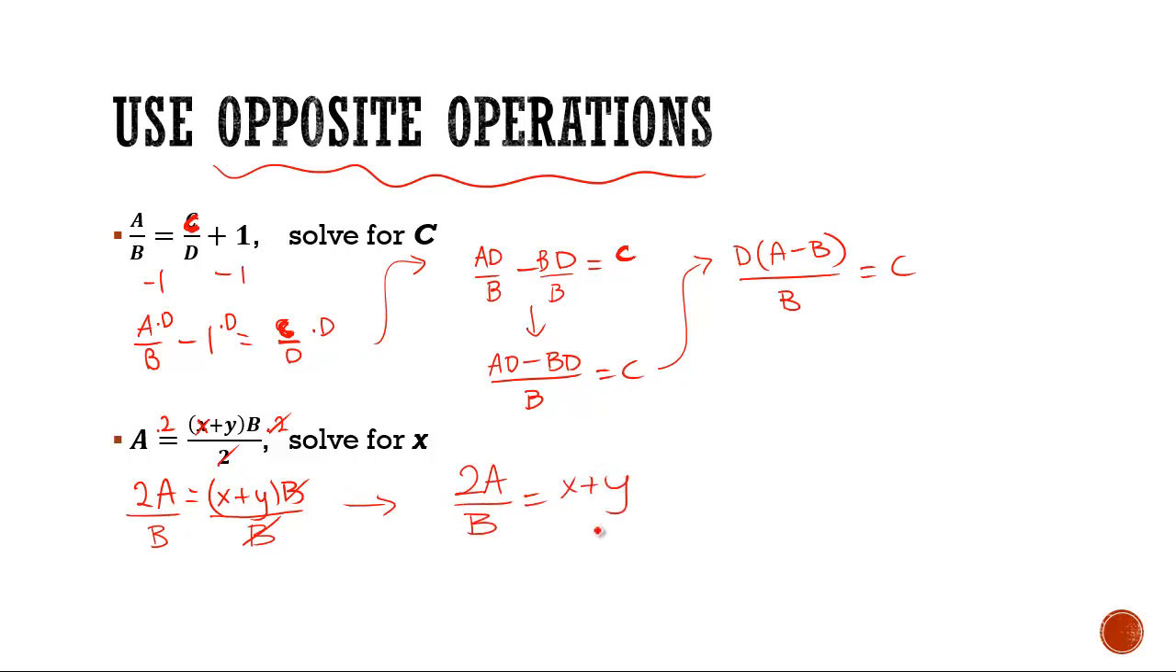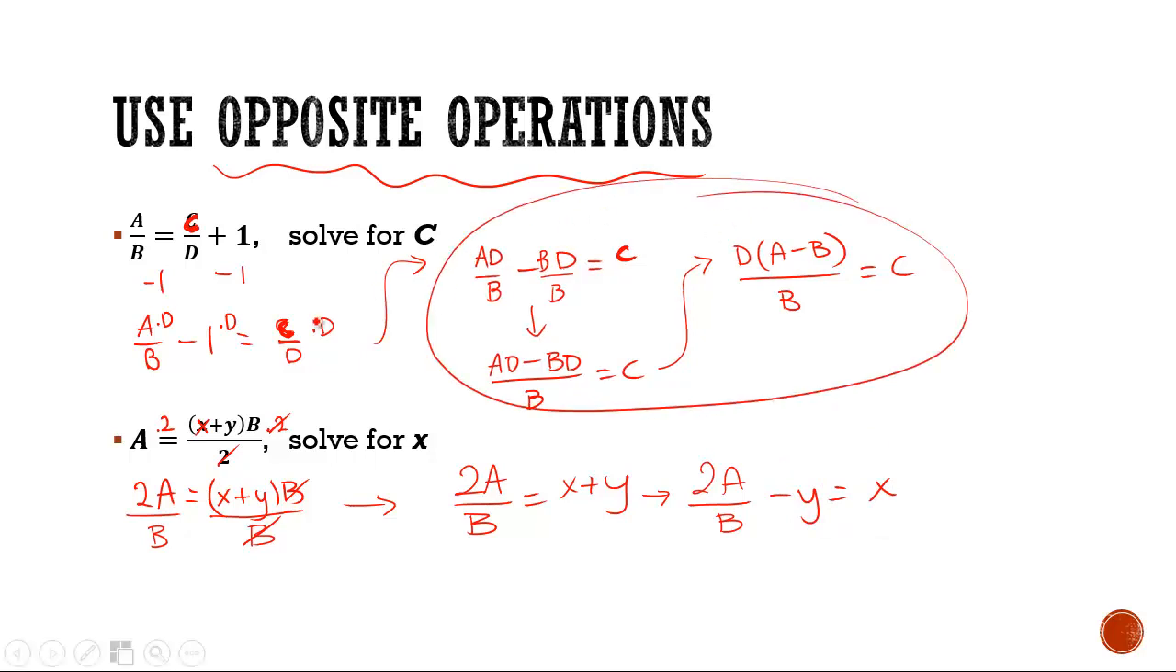We still need x alone, so we can subtract y, leaving us with 2a over b subtracted by y is equal to x. And again, you can play around with the way you present it. You could get a common denominator. So you'd have 2a minus yb over b is another way of writing that same formula.